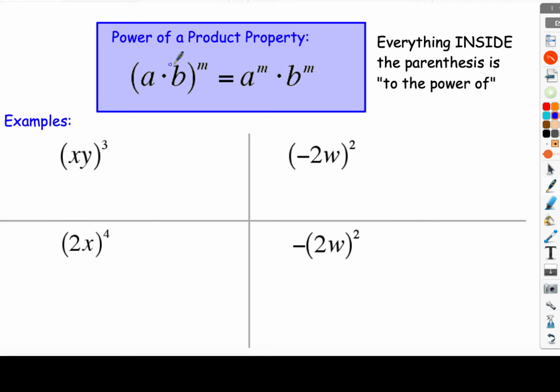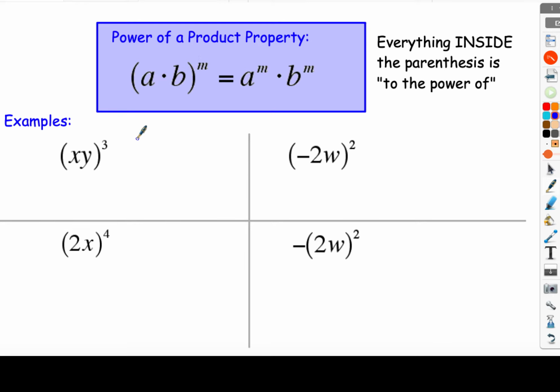If we're multiplying inside the parentheses, both parts are to the m, then we can separate, right? We can say that the first factor, a, is to the m, but also b is to the m. This is the one that looks kind of like a distributive property, only we don't want to get it confused with our old distributive property. We just want to remember, I'm going to take both parts to the m.